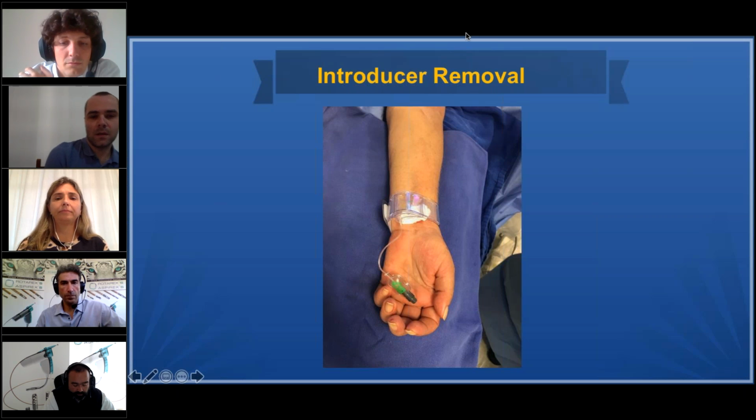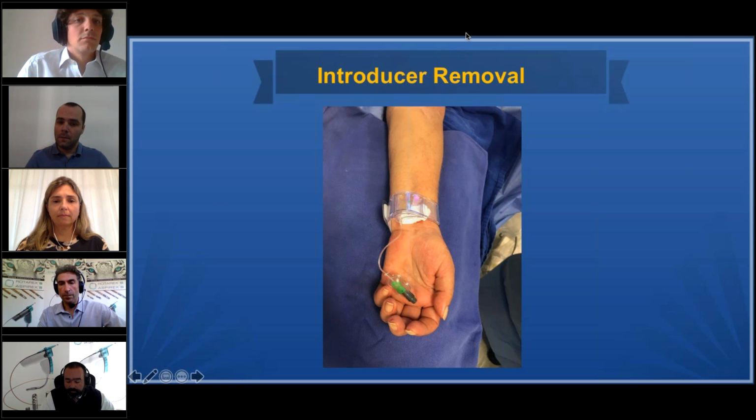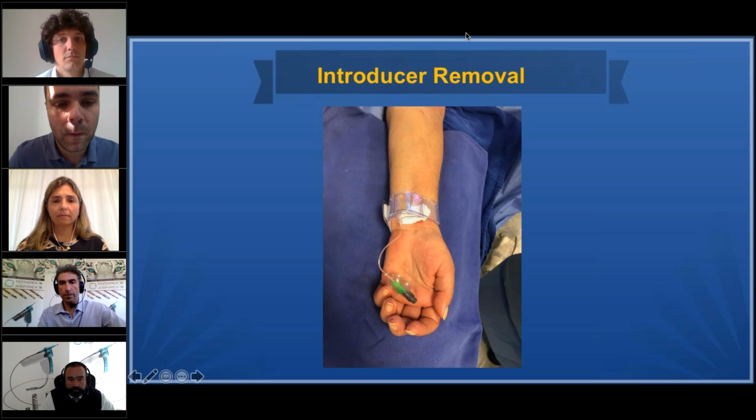This is a picture after the introducer removal. This is called the TR Band from Terumo. It's very easy to use. It's safe. The patient doesn't complain of pain, and you avoid pseudoaneurysms, bleeding, or hematoma. In my 30 cases, I never had a problem with the access.